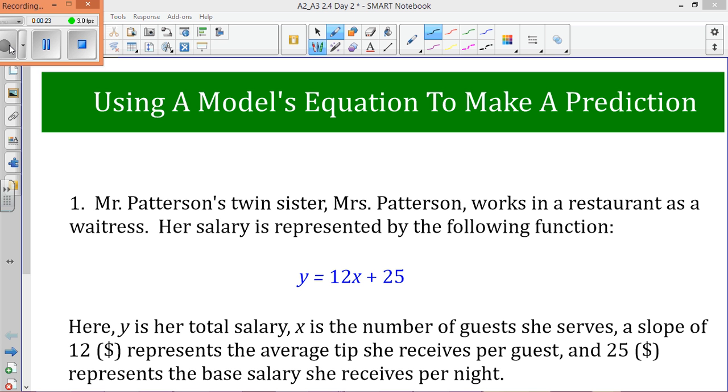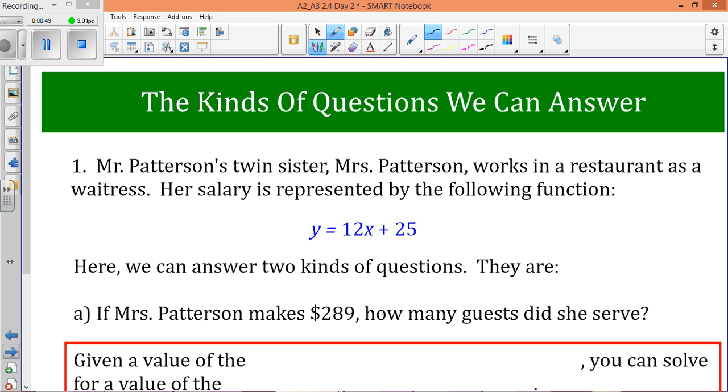So Mr. Patterson's twin sister, Mrs. Patterson, works in a restaurant as a waitress. Her salary is represented by the following function. Y is equal to 12x plus 25. Here, Y is her total salary, X is the number of guests she serves, a slope of 12 represents the average tip she receives per guest, and 25 represents the base salary that she receives per night, her initial value, or the initial value, I should say, in the problem.